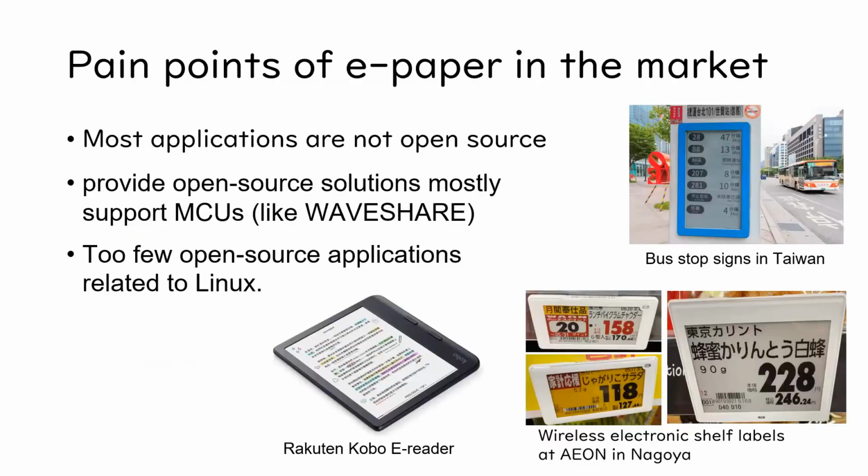As you can see, e-paper applications are everywhere in our real life every day. Maybe you can see the bus stop signs in Taiwan, or you buy a Rakuten Kobo ebook to read novels or some PDF files, or maybe you go shopping at Aeon in Nagoya. You will see the wireless electronic shelf labels on the product lines. But most applications are not open source. It's a very big pain point.